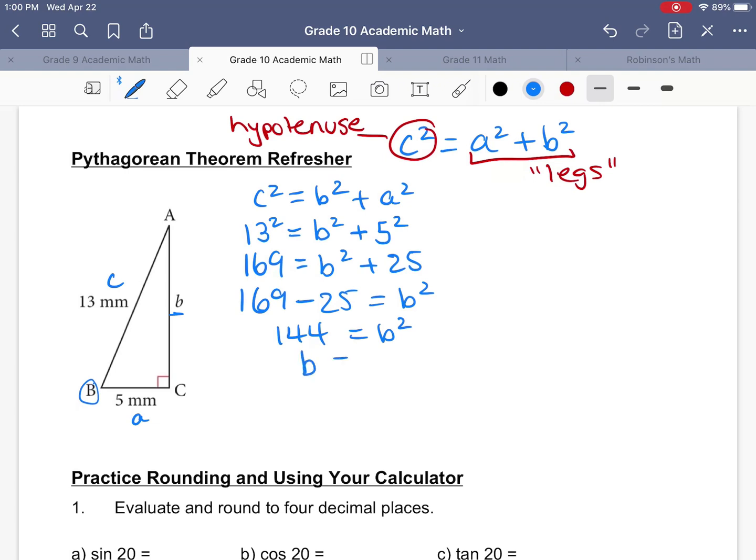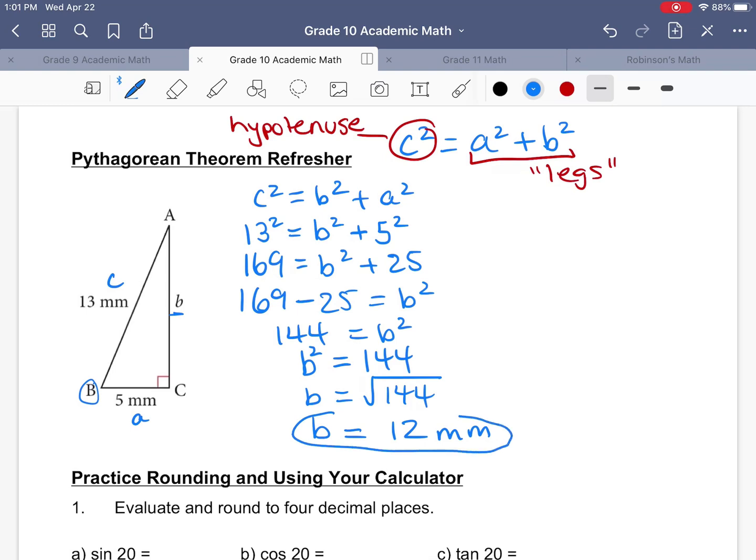Let's put this in proper form where we have our variable on the left. So we have b squared is equal to 144. To get b by itself, we take the square root of 144. That is going to give us exactly 12, and we have our units here, which are millimeters. We always want to include the proper units. In this case, we did not need to do any rounding, but whenever we are calculating for a side, we want to round to 1 decimal place. So round all side lengths to 1 decimal place unless told otherwise.